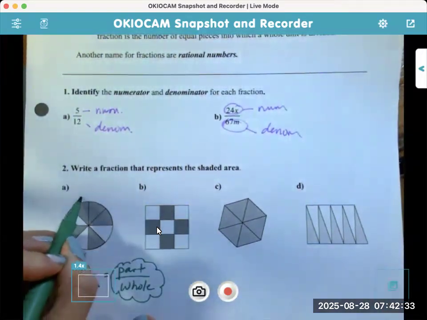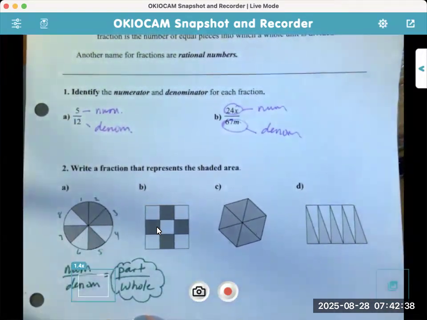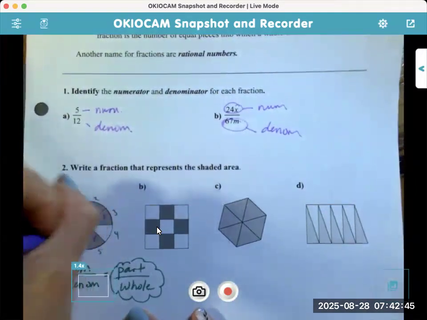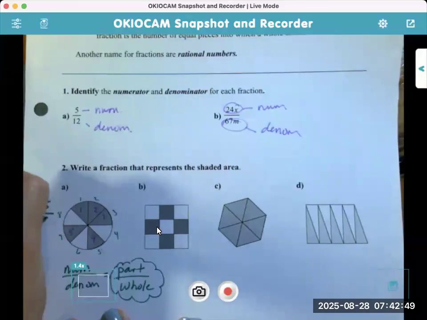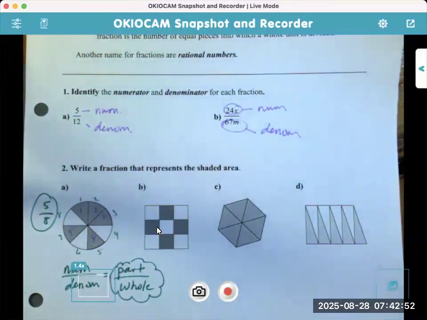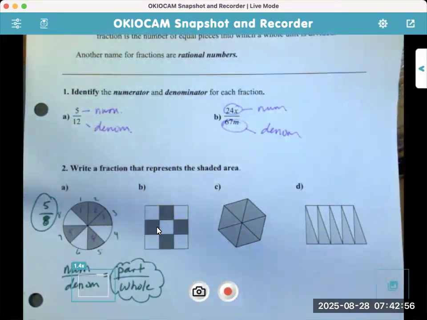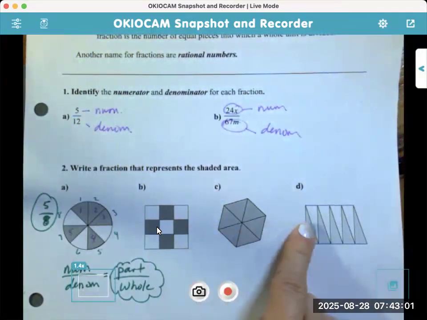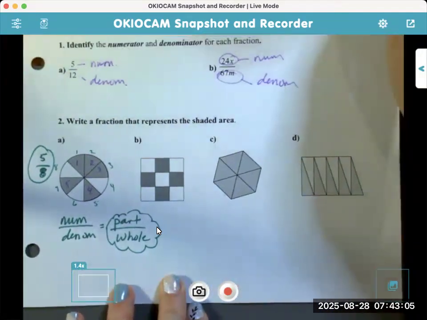So if I have 1, 2, 3, 4, 5, 6, 7, 8 slices of our pizza, if you would, then the number that's shaded, 1, 2, 3, 4, 5. So then this would just be 5 over 8, or 5/8. Okay, 5/8 with like a TH at the end. So I want y'all to pause the video and I want you to try B, C, D on your own. Whenever you're ready, come back and play.